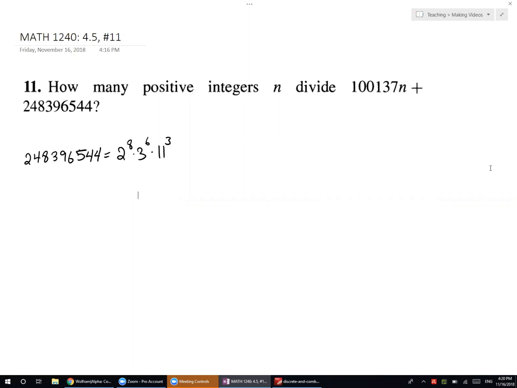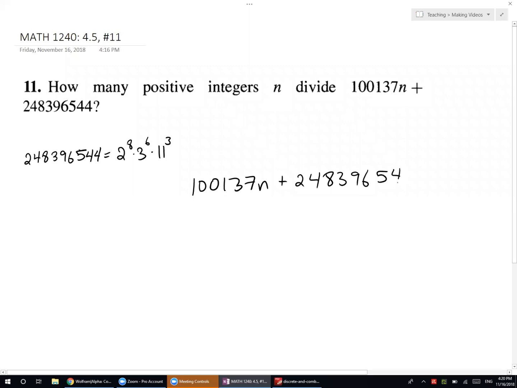First thing I've done is I've factored that second number, and you'll see why in a sec. So what I'm looking for is the number of positive integers that divide this thing. Now, it's written on two lines there, so I'll write it on one line just to make it a little more clear. The number of positive integers n that divide this whole number. Well, here's the thing. There's an n there, right? And so if there's an n there, then this whole term is divisible by n. Clearly, a multiple of n, right?